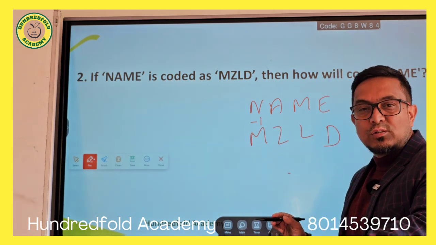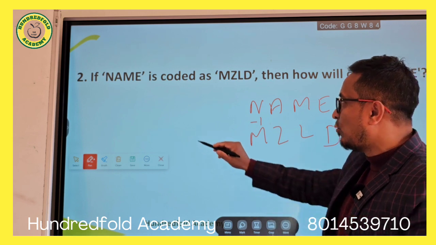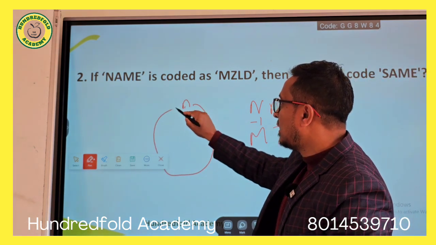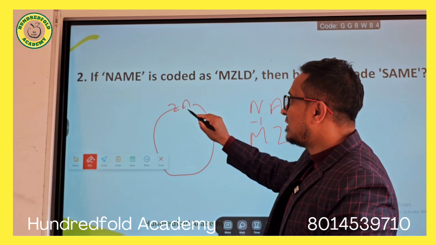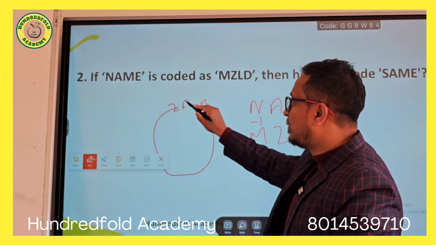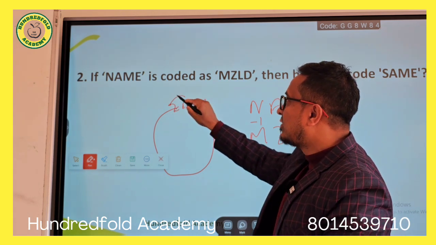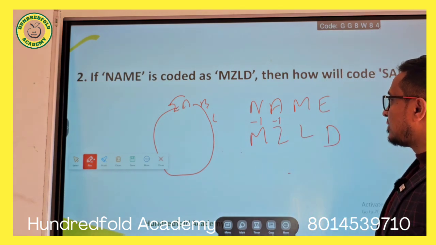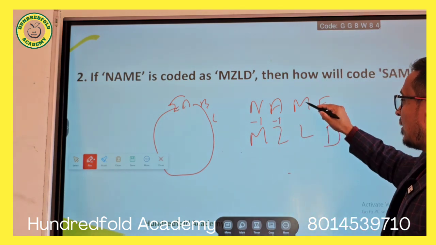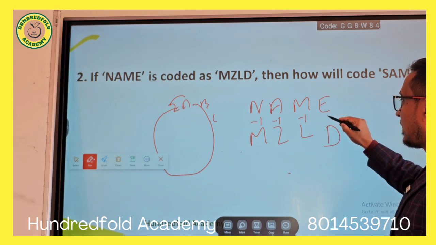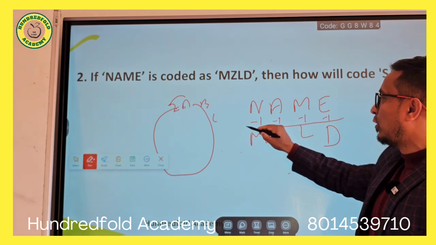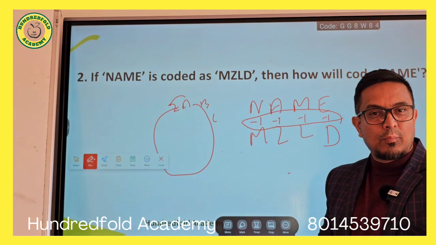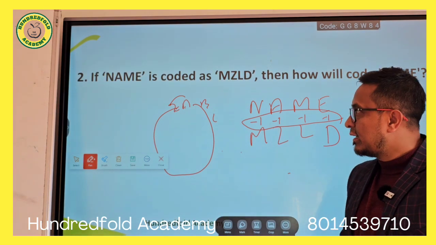So Z is one letter before, because if you go in cycle, A, B, C, D, Z. So before A is Z, after Z is A. Remember that. So this also becomes -1. M becomes L, -1. E becomes D, -1. So what you have decoded is this one is shifted backward by one letter, -1.